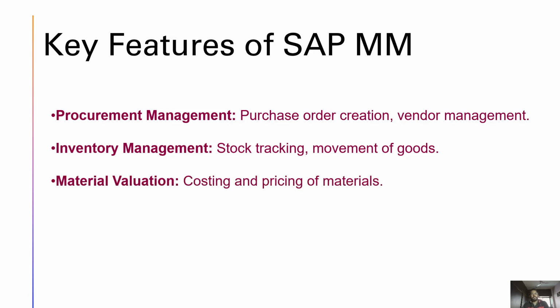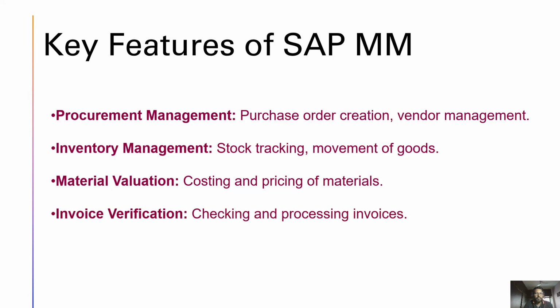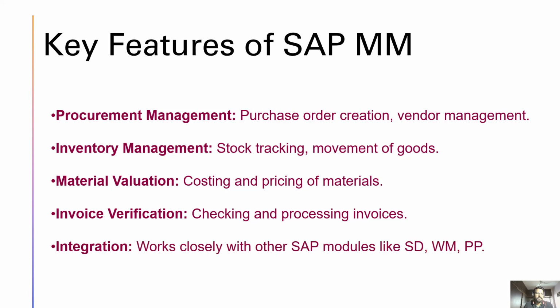The third one is material valuation. In that we can do the costing and pricing of the material. The fourth one is invoice verification. In that we can check and process the invoices. The last one is integration. We can work closely with other SAP modules like SD, MM, WM, PP, so that we can do the overall process through one cycle. So it is very flexible. It can easily integrate with other modules, and we can get the maximum benefit of material management.